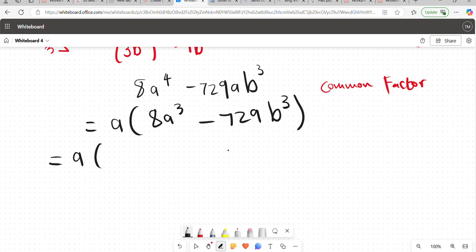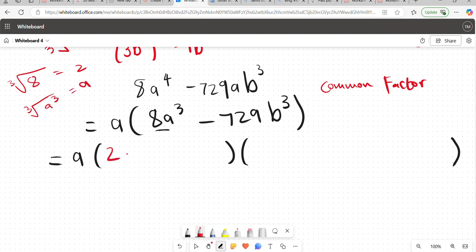So I open my two brackets. One needs to be slightly bigger. And I cube root these. 8 cube rooted is just a 2. The cube root of a to the 3 is an a. So this is a 2a. Let me do the other one. 729 cube rooted is a 9. If I cube root b to the 3, I get a b. So this is a 9b.